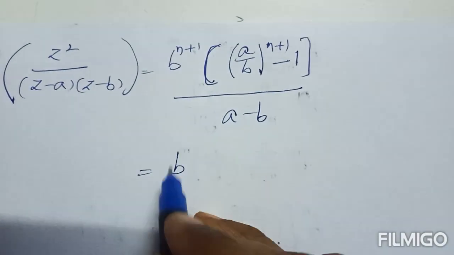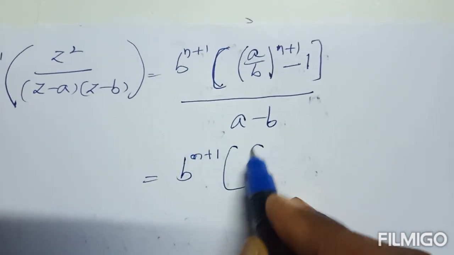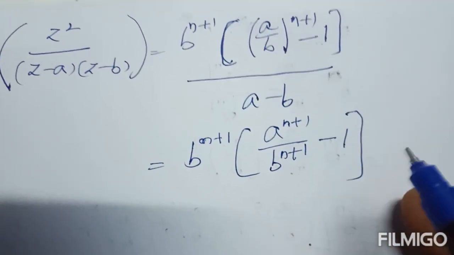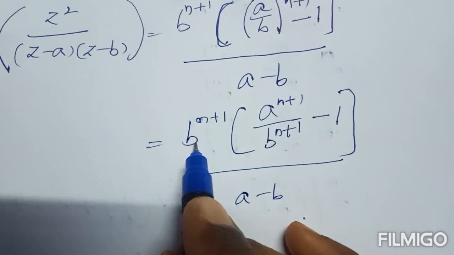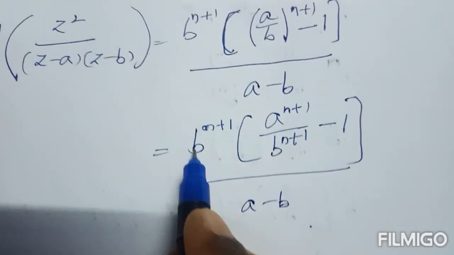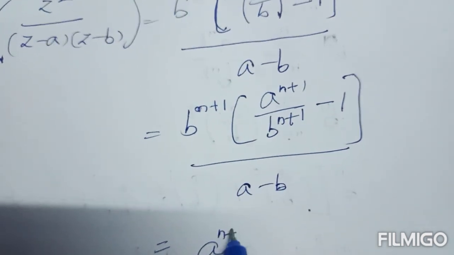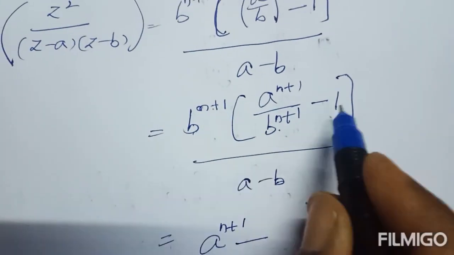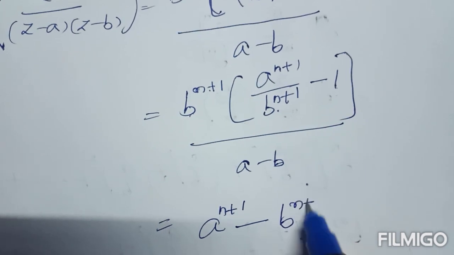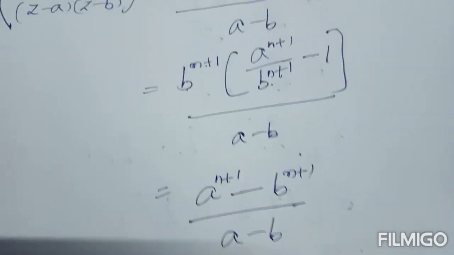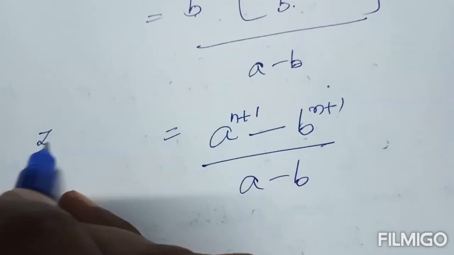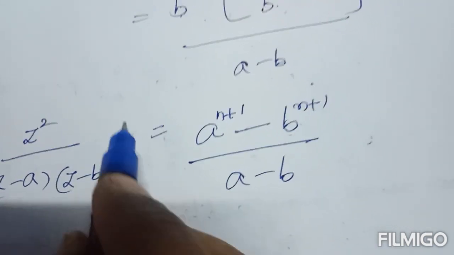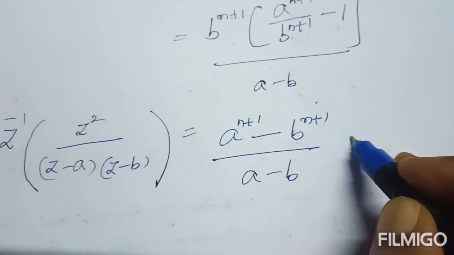Here it is also written as b^(n+1) times (a^(n+1) by b^(n+1) - 1), with the denominator as it is. Now enter b^(n+1) into the bracket: b^(n+1) into the first term a^(n+1) by b^(n+1), where b^(n+1) and b^(n+1) get cancelled, minus b^(n+1) into the second term, by (a - b). This is the inverse z transform of z square by (z minus a)(z minus b). This is the final result.